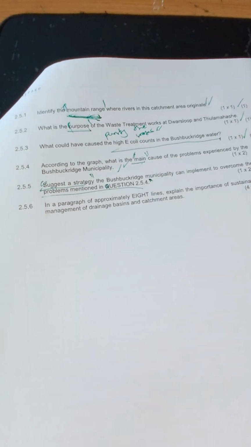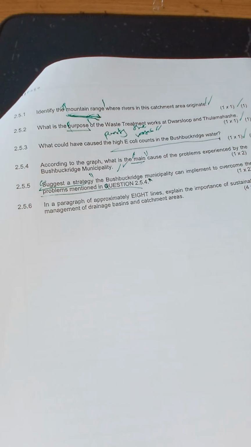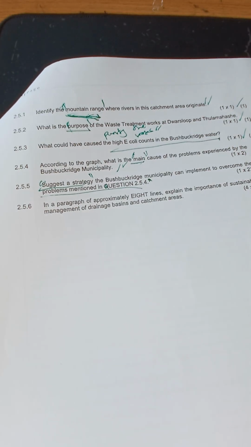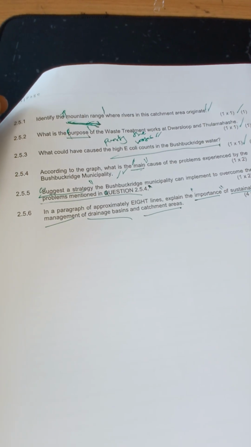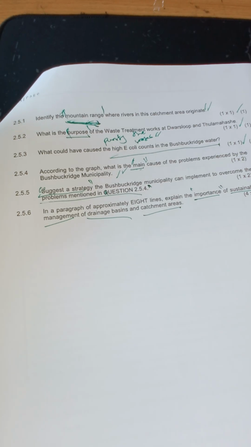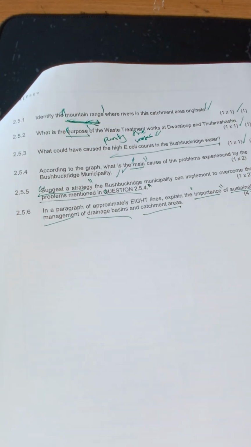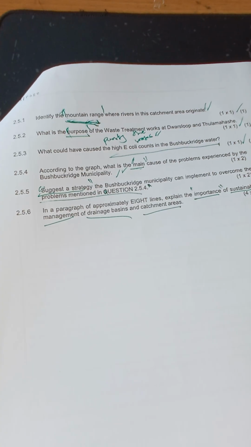highlighted in question 2.5.4. Then 2.5.6, it reads, in a paragraph of approximately 8 lines, explain the importance of sustainable management of drainage basins and catchment areas. What are the importance, the significance of sustainable management? Number one, everyone will have access to water. That's what we need. We want to make sure that everyone has got access to water, because water is a basic need. So make sure you explain this in full, the factor and the qualifier. We need to make sure that everyone has access to clean water, because water is a basic need. That is the importance of sustainable management of drainage basins and catchment areas.